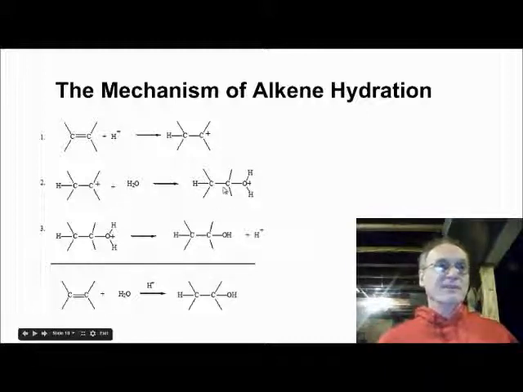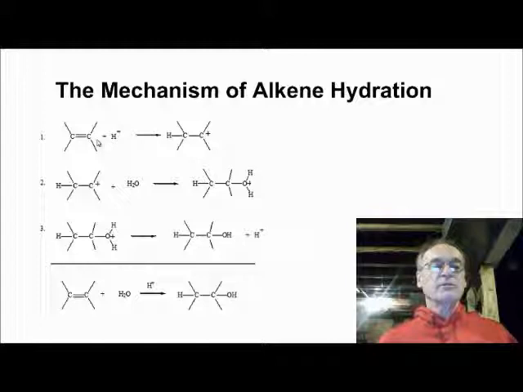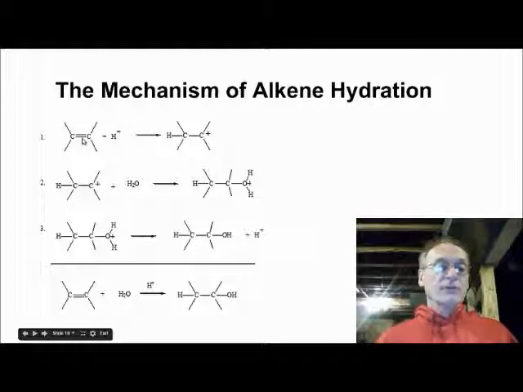In other words, it would be exactly the same mechanism as the hydrohalogenation. One very easy answer: why does water not donate an H+ to an alkene? Because it's not a very strong acid. It's not nearly a strong enough acid to protonate a double bond, whereas HBr, HCl, and HI are very strong acids. They are strong enough to protonate a double bond.